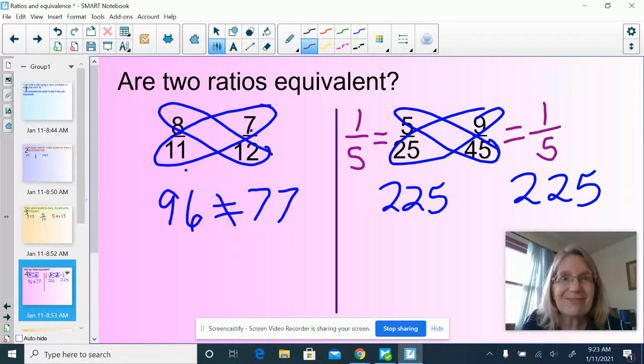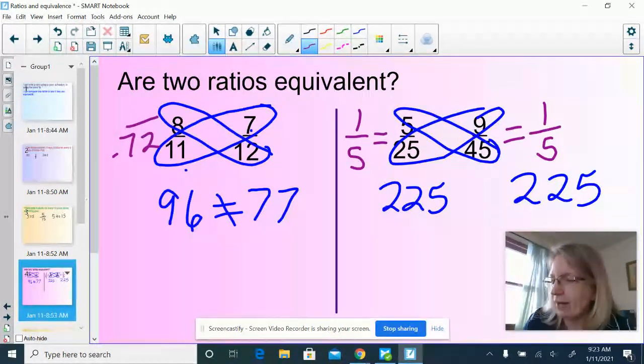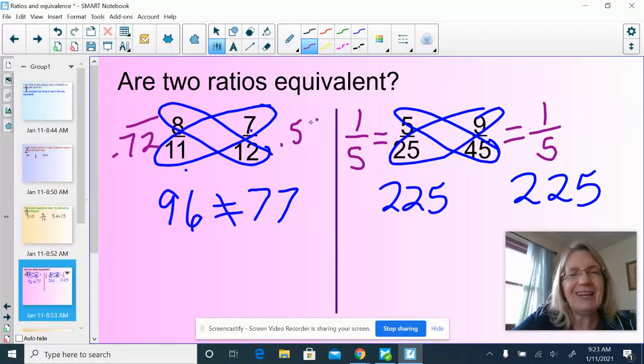And either way works. It would get a little bit awkward here because 8 divided by 11 is an awkward decimal. It's a repeating 0.72, or 7 divided by 12 is 0.58 with the 3 repeating. If you change them both to decimals, you'd say, yep, they're not equivalent. But when they're awkward like the one on the left, I would do the cross products and multiply, unless it's really obvious to you. Okay.